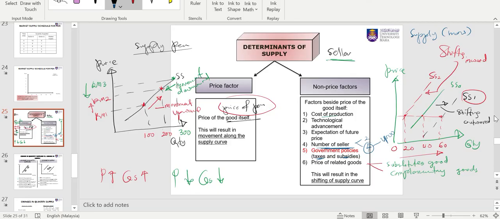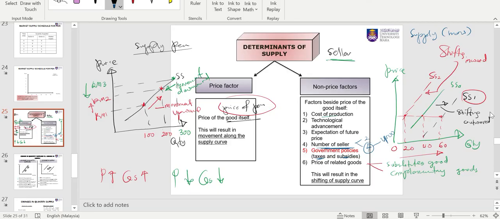And what happened to the supply curve? It will shift inwards. Less good will be produced because of the tax burden. While if the government decided to give subsidies to the producer, to the seller, okay, sekarang ni kita dapat subsidi, semua dapat bantuan daripada kerajaan. So what happened? It will cause us as a seller to produce more because we got the help from the government. It will cause our supply curve to shift outward.